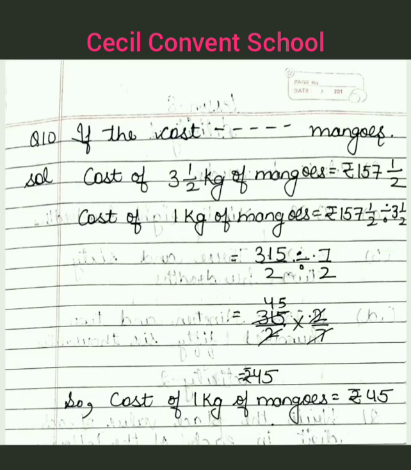After that, the first number we will copy down as it is, and in place of the divide sign the multiply sign comes, and 7 by 2 will become 2 by 7. Now we do cutting. 2 will cut with 2, and 7 and 315 we will cut. When we cut it, answer will come rupees 45. Then we write a hence line. Hence line is the last line. Hence the cost of 1 kg of mango is rupees 45.